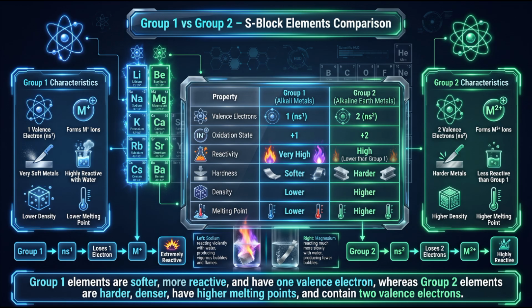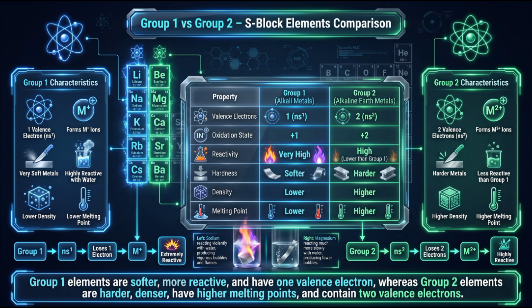For example, sodium reacts violently with cold water, producing vigorous bubbling and sometimes flames, whereas magnesium reacts only very slowly with cold water and reacts much more readily with steam. Another important difference lies in hardness.